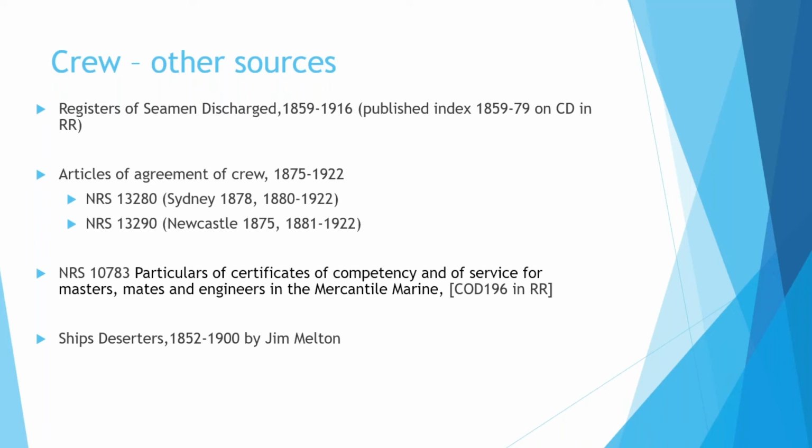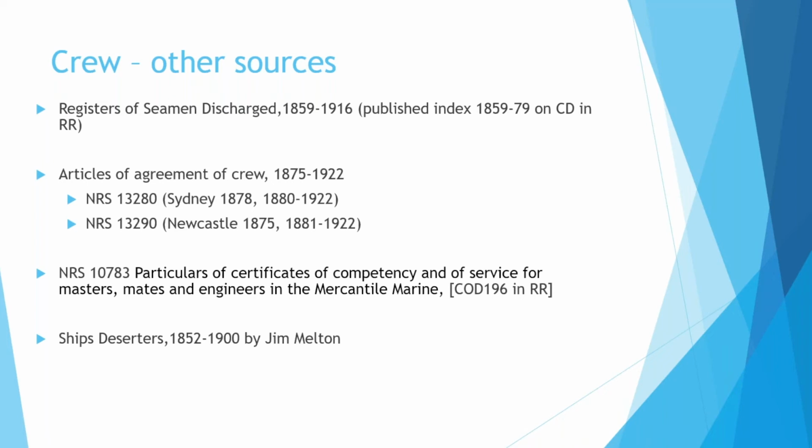Another good source is the particulars of certificates of competency and of service for masters, mates and engineers in the mercantile marine, and that's on CD in our reading room. And a good published source is Ship's Deserters, 1852 to 1900 by Jem Melton. Now, the information in this book has been taken from the Government Gazette up to 1862, and then the Police Gazette from there on up to 1900, when they become responsible for reporting those crew members who had deserted their ship.